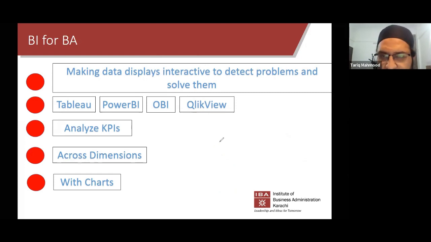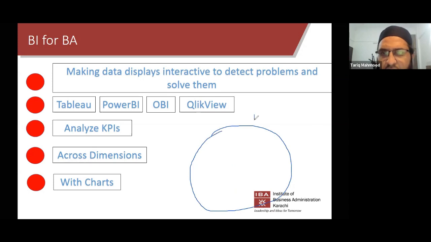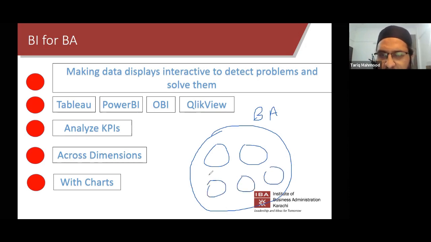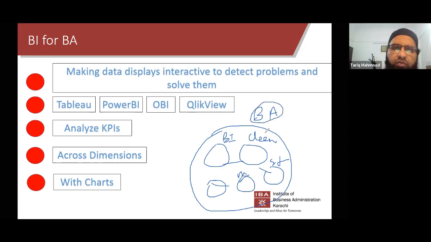Okay, is this thing clear now? I'll just make this. ये आपका, I can call it BA. And in BA, I've told you that there are different boxes, or you can say circles, whatever. One of them is BI. Other is cleaning the data. So I can say clean. The other is statistical analysis. The other is machine learning, and so on. These might be connected to each other as well. But this is the main scenario.